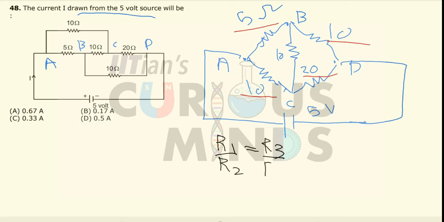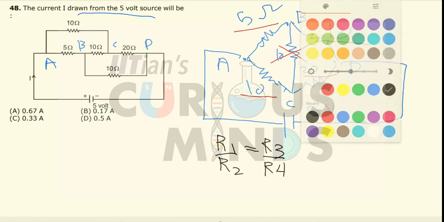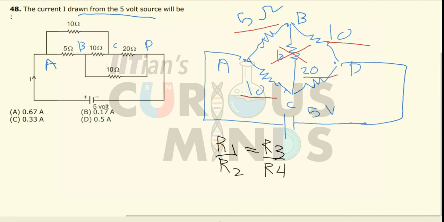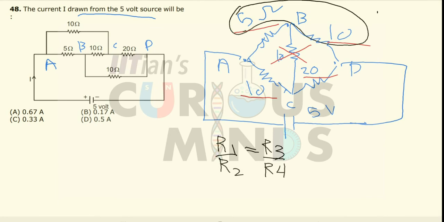Okay, so now I can say that the bridge is clearly balanced. If the bridge is balanced, I will eliminate the central resistance. So when I eliminate the central resistance, the total resistance on the top becomes 5 and 10 ohms in series, which is equal to 15, and at the bottom it is equal to 10 and 20 ohms in series, which is equal to 30. Now 15 and 30 are in parallel.